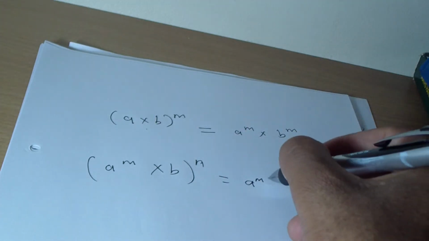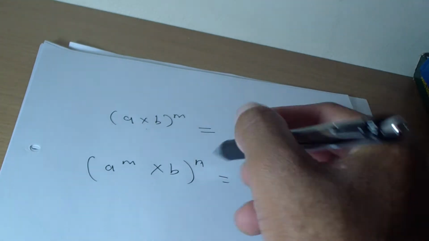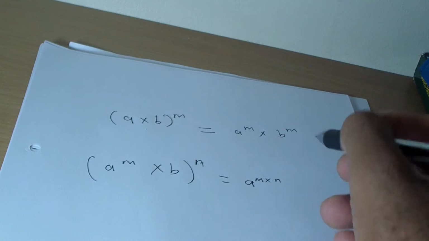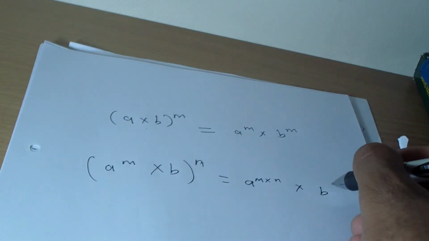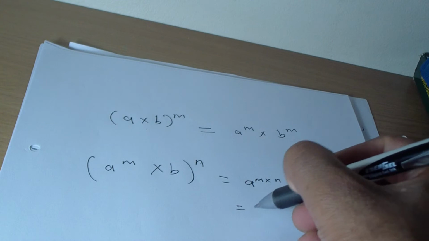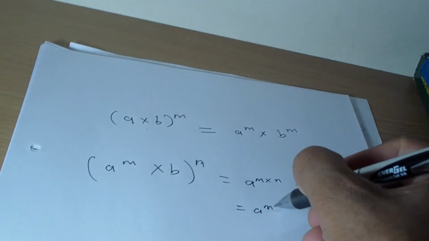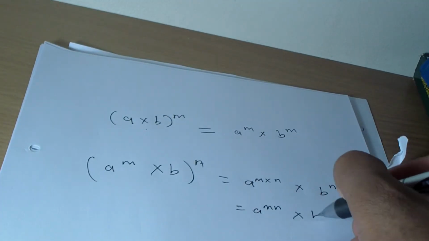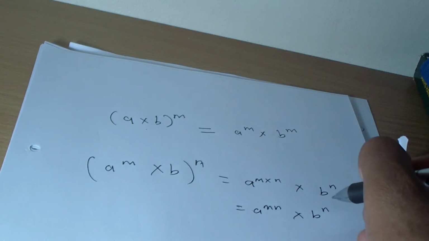Which means this is going to multiply with what? N, the power that we are having there. Multiply this by b to the power n. Simplify this, and it simply gives you a to the power mn times b to the power n.